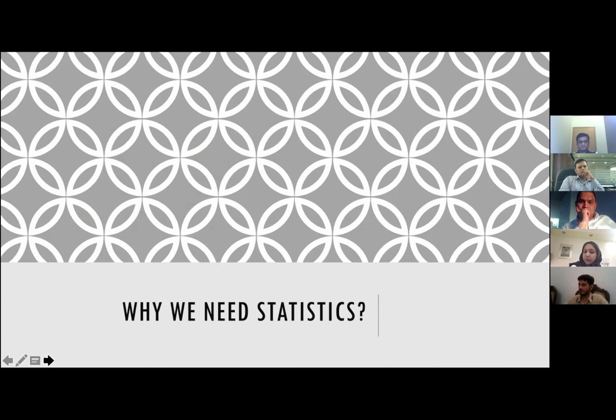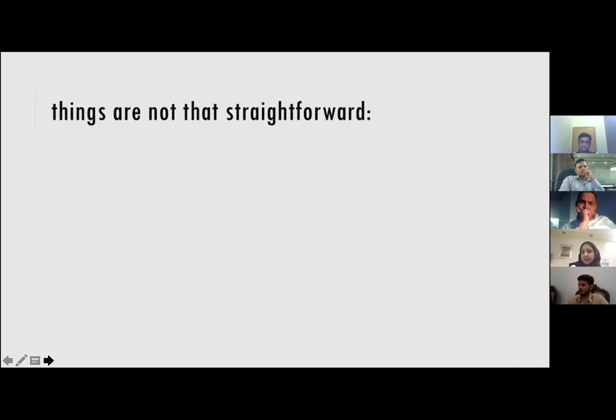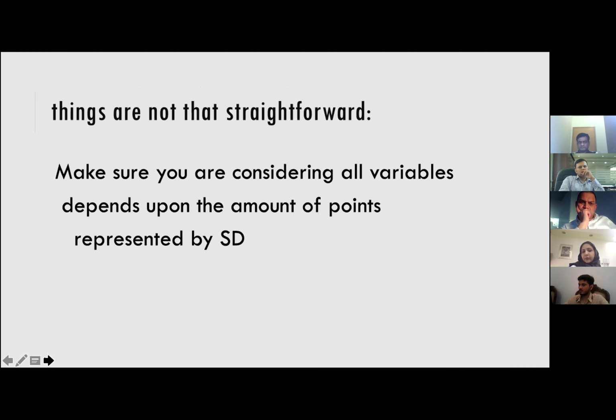The coming question: why do we need statistics? And what questions do statistics answer for us? Do we get the right information if we depend on the noise, which is the standard deviation, versus the signal, which is obtained by the difference between the means? Things actually are not straightforward, and we need to make sure we are considering all variables, depending on which the amount of points is represented by the standard deviation. Actually, it's like analyzing the scenario. So the variables are, to me, sometimes obtained even by brainstorming and then prioritizing. So it's not a straightforward mechanism.